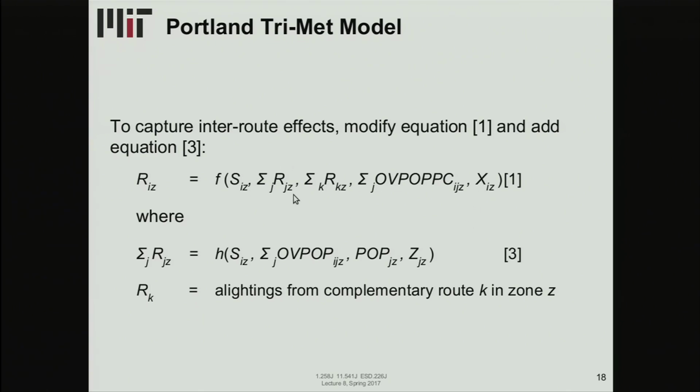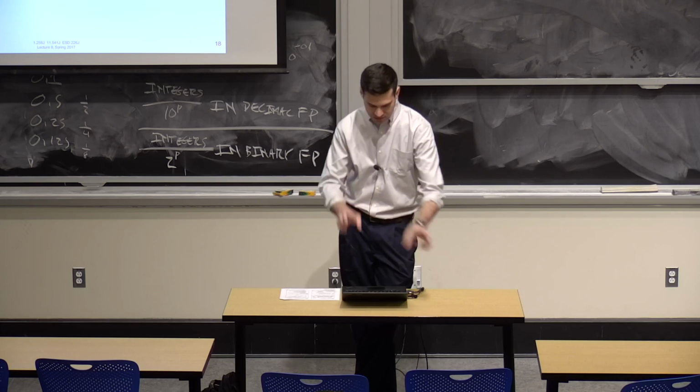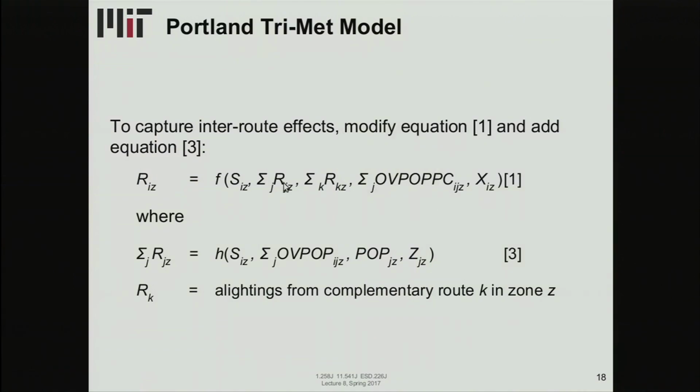Now we're adding the ridership on competing bus routes, right? So these are bus routes that are competing on the same segment, and they run with overlapping population. So to the extent that this increases, the ridership on route I decreases. And then we also consider the ridership on complementary routes across this catchment area. And to the extent that this increases, the ridership on route I increases.